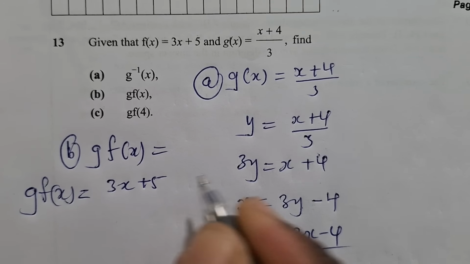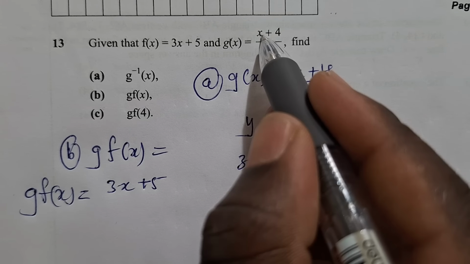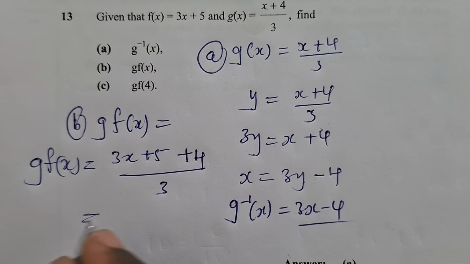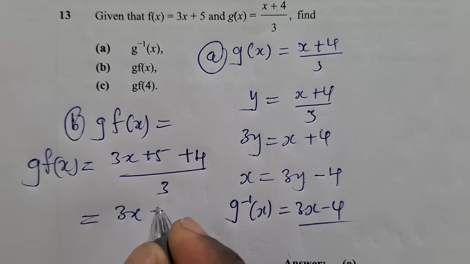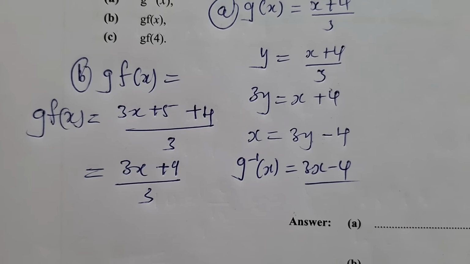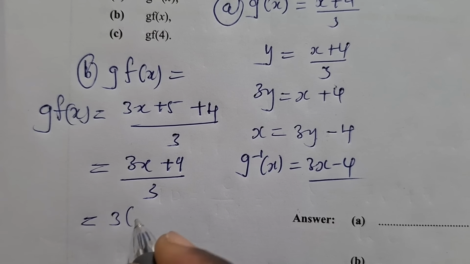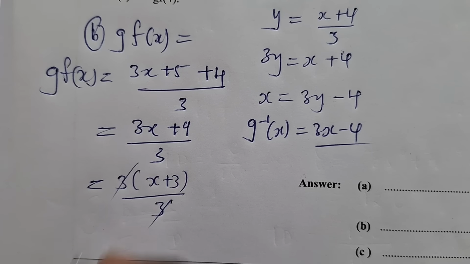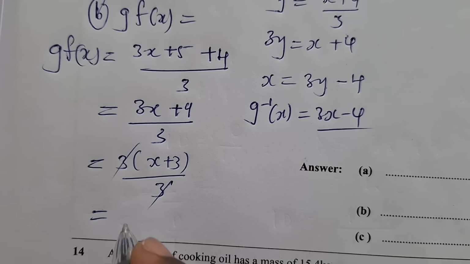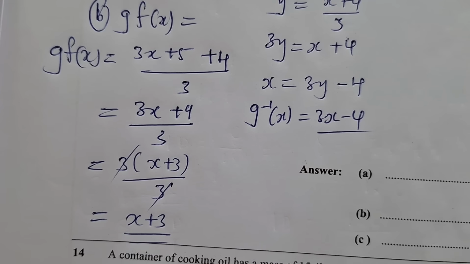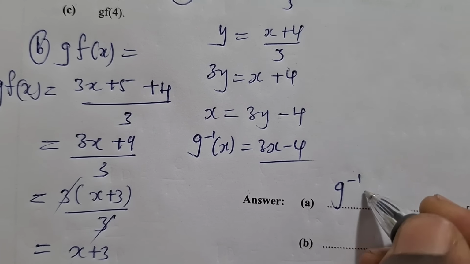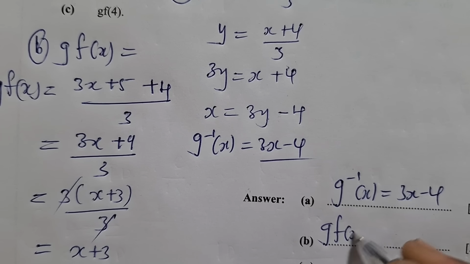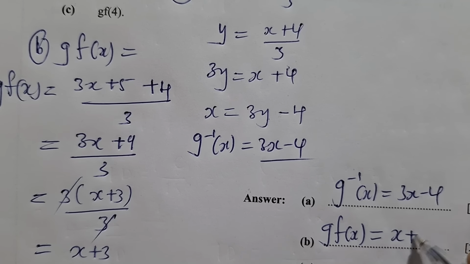So you see, this has been written where x is here. Then you say plus 4 over 3. So this will be 3x plus 9 over 3. So we can even simplify here. 3 is common. You remain with x plus 3 over 3. So this 3 and the 3 will cancel, which is equal to x plus 3. This is our answer. So here we're saying g inverse of x is equal to 3x minus 4. Here g of f of x is equal to x plus 3.